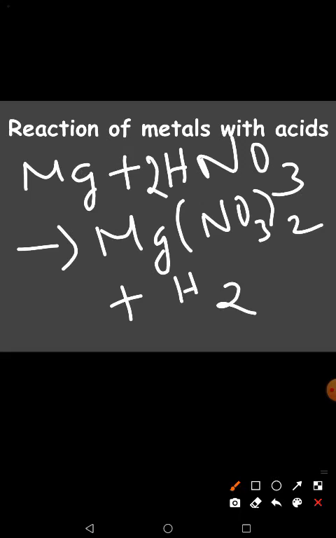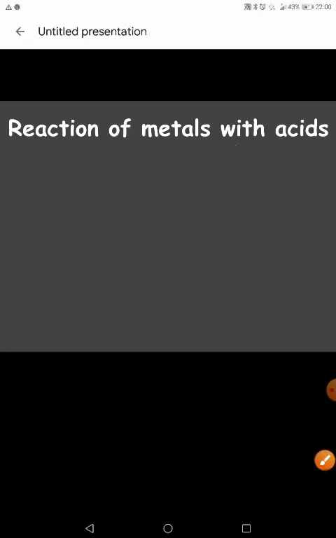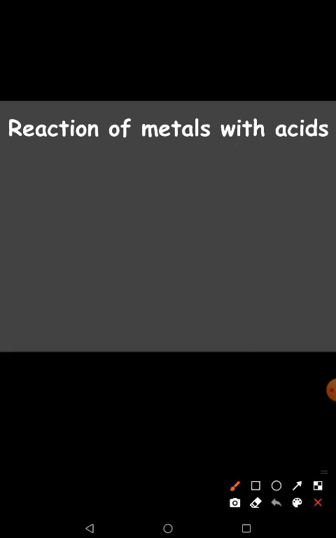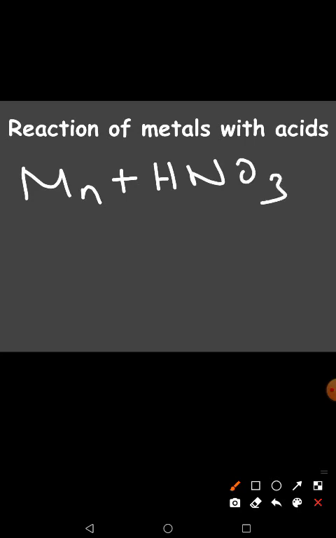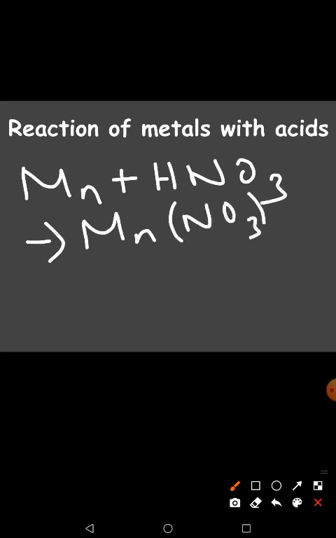Now let me give the equation of the reaction of manganese with nitric acid, because I told you only magnesium and manganese react with this nitric acid, even zinc. So this manganese, when I write, it is Mn plus HNO3 gives you Mn(NO3)2, manganese nitrate, and liberates hydrogen gas.